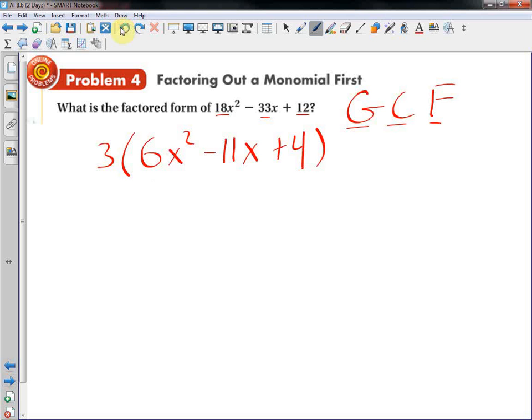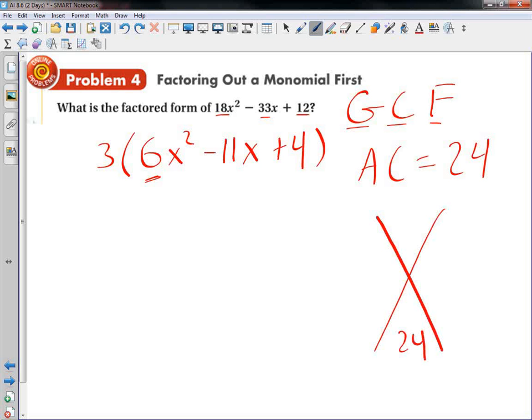All right, so I still have an A value there. So we still need to do AC factoring, which is 6 times 4, 24. Multiply to get 24, add to get negative 11. Well, since I need to multiply to get a positive and add to get a negative, I know I need to have 2 negative numbers.